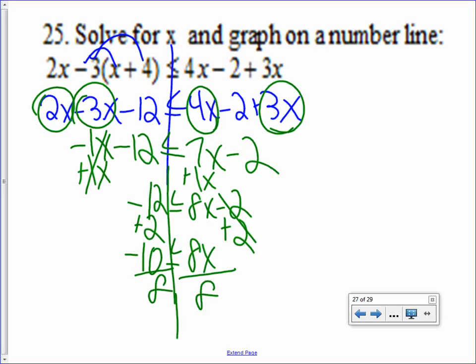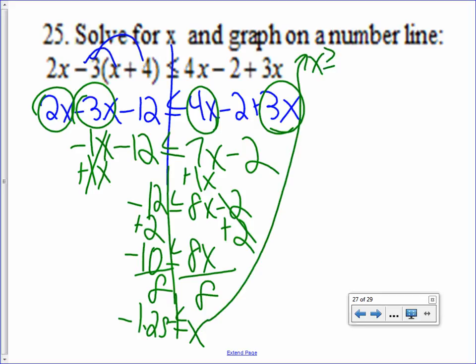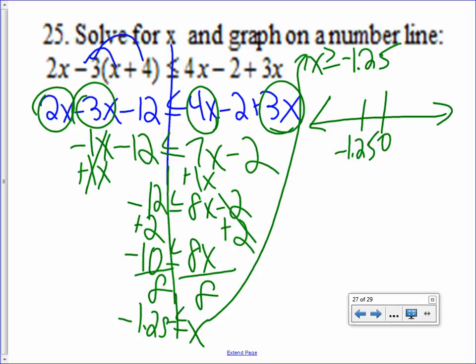I get negative 1.25. If I want to flip that around so x comes first, I keep the open side facing the x, and I get x is greater than or equal to negative 1.25. On a number line, here's my 0, here's negative 1.25. It's got the equals, so it's a closed circle, and greater than is to the right. One more.